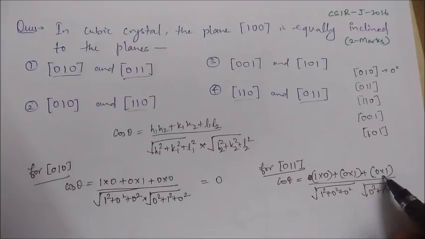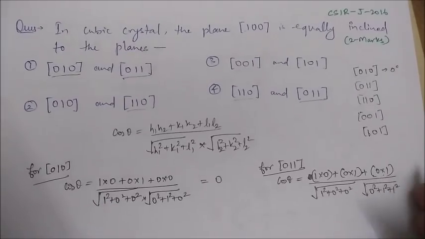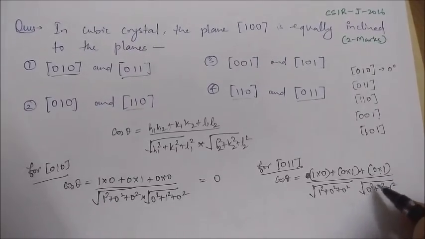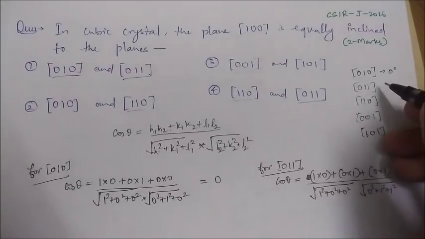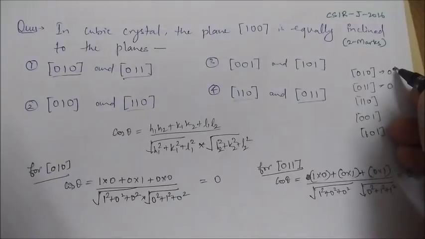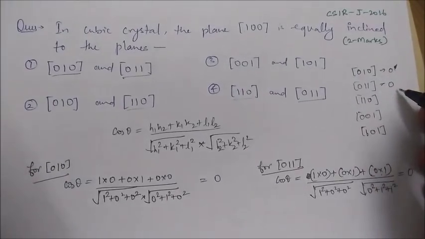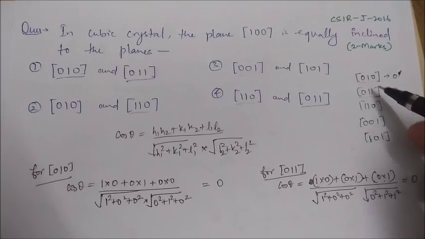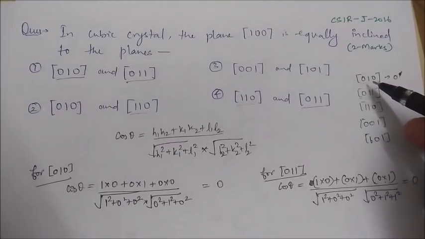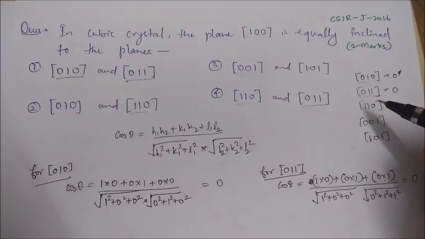So in the numerator you are getting 0 into 1, that will be 0, plus 0 and plus 0 again. So that means you are getting 0 in the numerator, so you will get 0 as well. So here also you will get 0. So for this and this, the value of cos theta is equal, that means the angle is equally inclined.